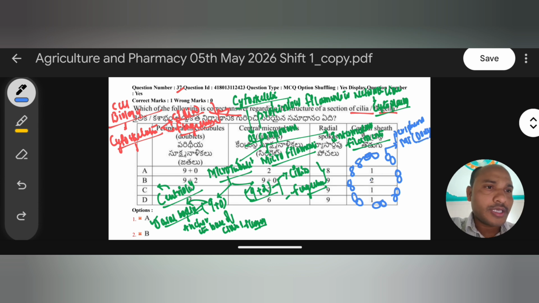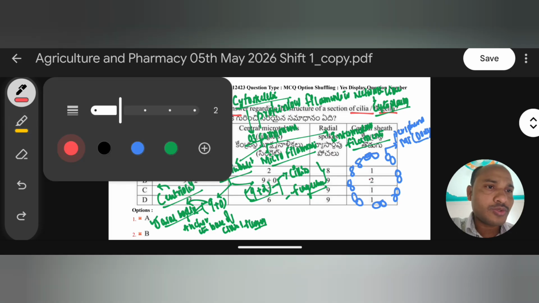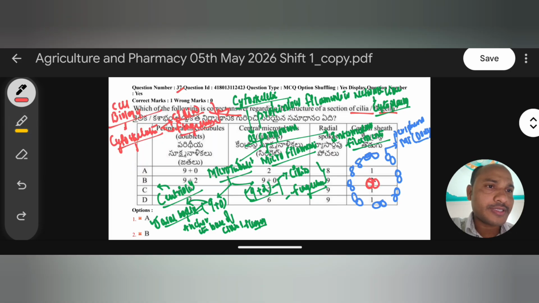And remember, in the center we have two singlets. They are separate singlets. Here I am writing central microtubules. The central microtubules are singlets, meaning they are single, not paired. But the peripheral microtubules are doublets. Here a pair, but here single. The single is called a singlet.